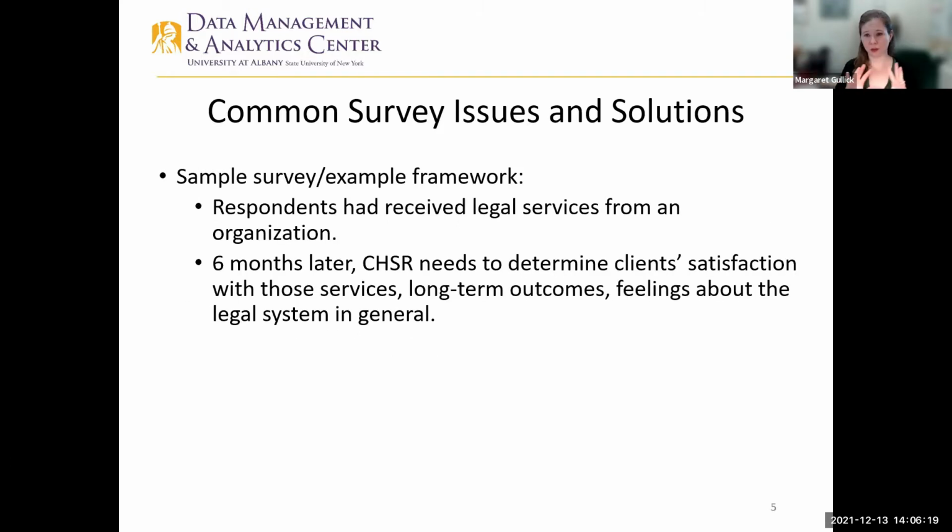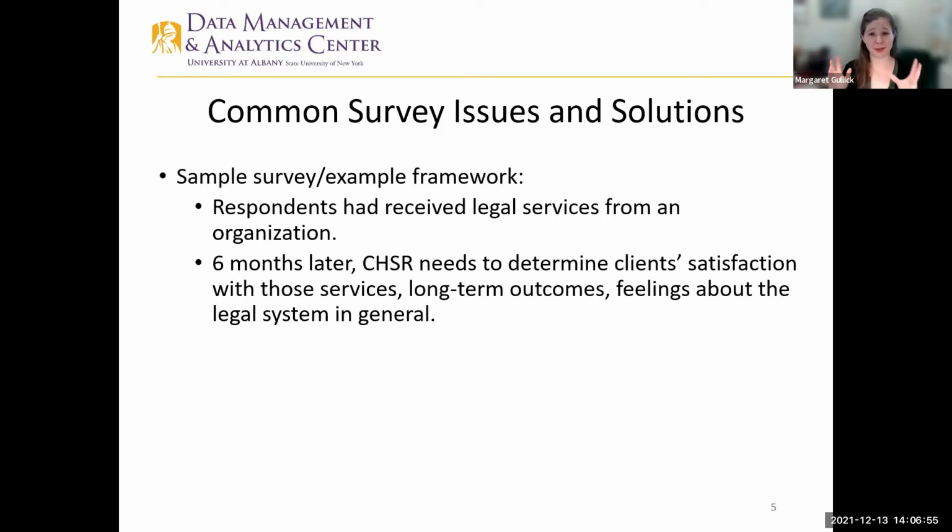So let's set the stage for our common survey issues with this particular setup. This is based on a project that we did a few years ago, so the examples are pretty close to real life. We worked with an organization that was providing legal services to clients. And then 6 months later, we needed to follow up with them to determine everyone's satisfaction with those services, to determine any long-term outcomes, and then their feelings about the legal system in general. So given that example, let's look at several common issues and think about how to shift the questions to ask them better and avoid these pitfalls.